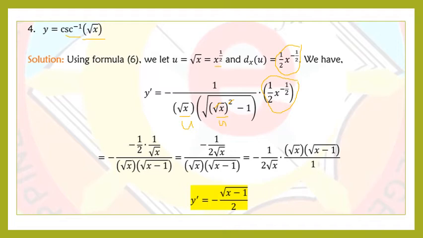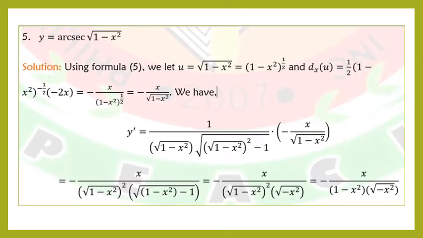Okay, just copy the denominator, which is equal to, okay, so simplify natin. Negative 1 over 2 square root of x times, ang reciprocal ng denominator natin is the square root of x times square root of x minus 1 over 1. So, cancel out si 1, and then cancel out din si square root of x dito. We are left with negative square root of x minus 1 over 2. So, this is the derivative of the given function, our cosecant inverse of the square root of x.